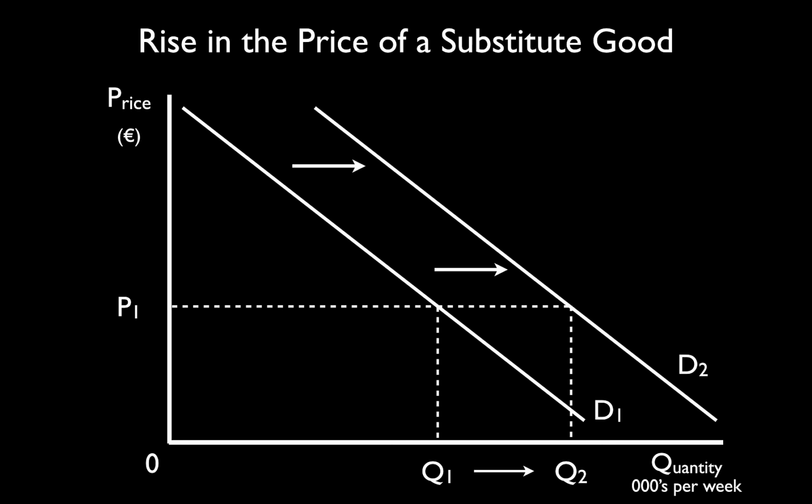This is an increase in the demand for the good in question because there was a rise in the price of a substitute. An increased demand is caused by an outward shift of the demand curve, and it means that at every price more is bought. I hope that makes sense.